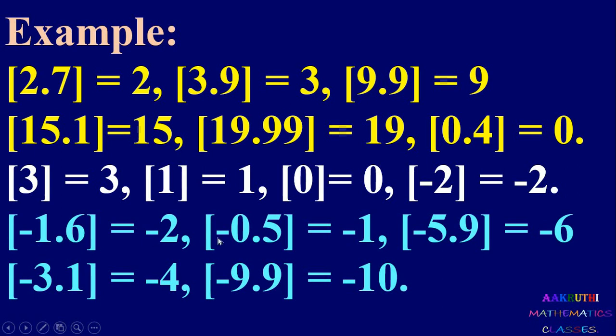And greatest integer function of minus 0.5 is minus 1, of minus 5.9 is minus 6, of minus 3.1 is minus 4, and of minus 9.9 is minus 10. All these integers are less than the given number. So you have to find the greatest integer less than or equal to the given number.